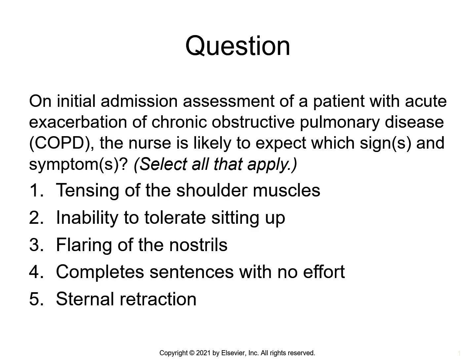On initial admission assessment of a patient with acute exacerbation of chronic obstructive pulmonary disease, the nurse is likely to expect which signs and symptoms: 1, tensing of the shoulder muscles; 2, inability to tolerate sitting up; 3, flaring of the nostrils; 4, completes sentences with no effort; 5, sternal retraction. The answer is 1, 3, and 5.